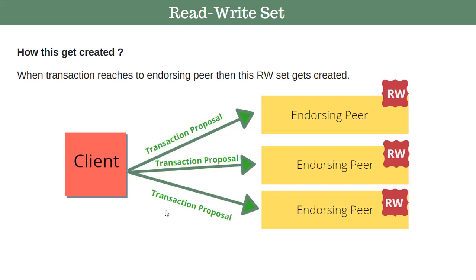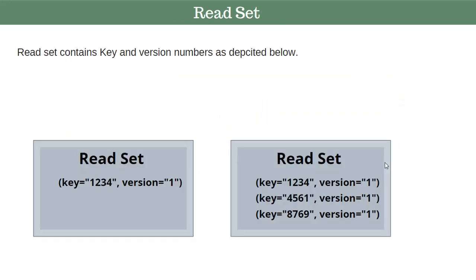In this example, we have three endorsing peers, and every peer will have its own read and write set. So this gets created on the endorsing peer, and this is where the whole thing gets started. Now let's try to understand the read set in detail. I just mentioned that it contains keys and version numbers, as we have shown below.